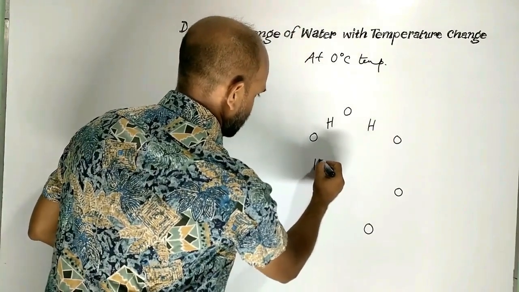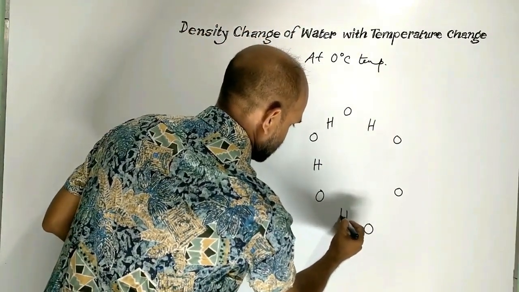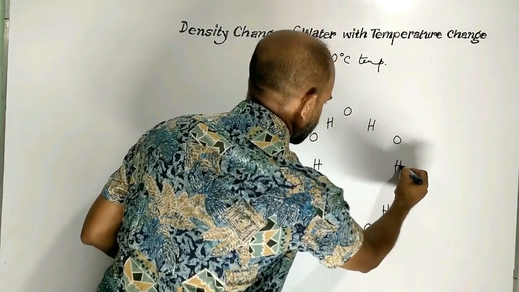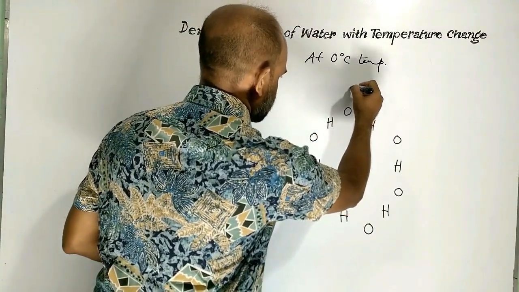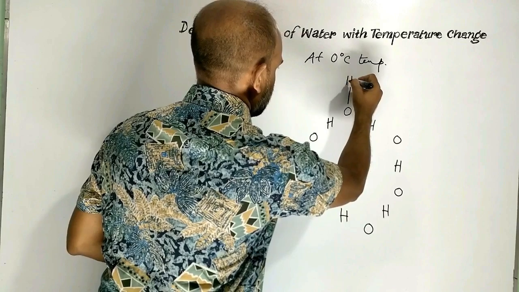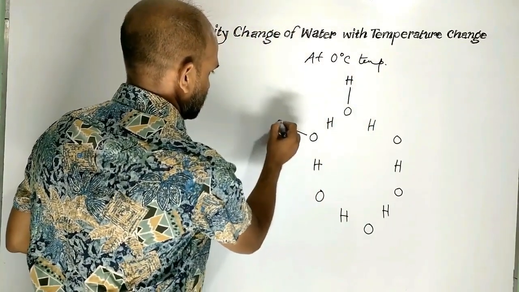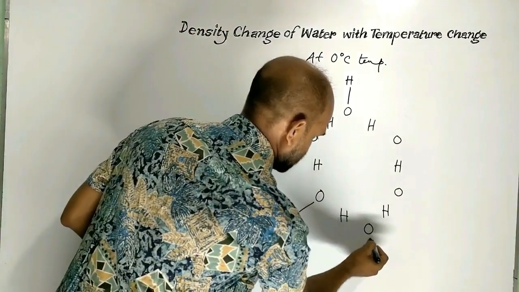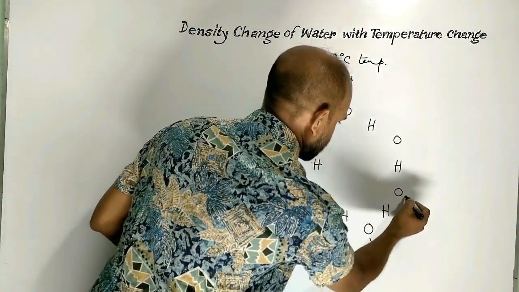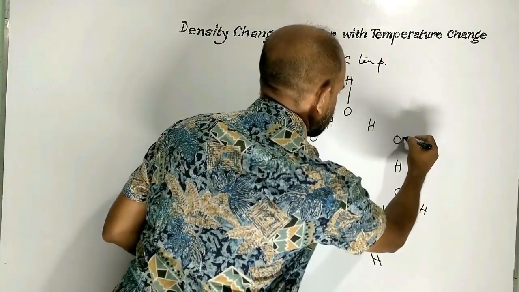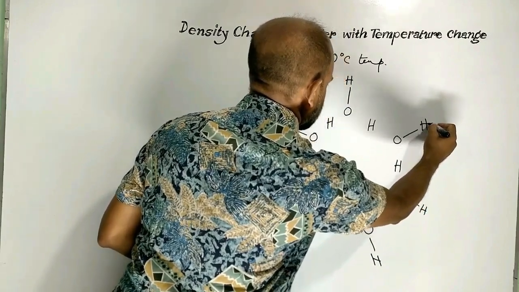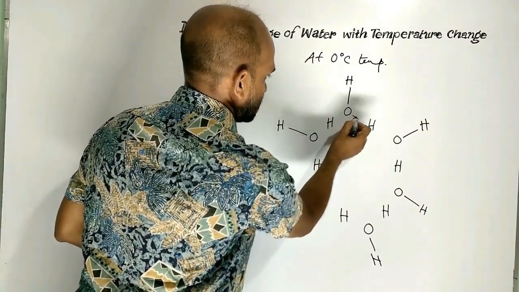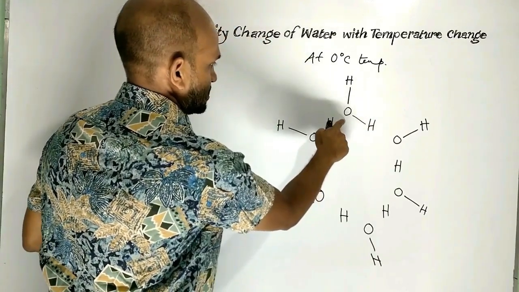Hydrogen, hydrogen, hydrogen, hydrogen. Here hydrogen with this oxygen. Hydrogen, hydrogen, hydrogen, hydrogen. Now oxygen, hydrogen, another hydrogen. This is water.